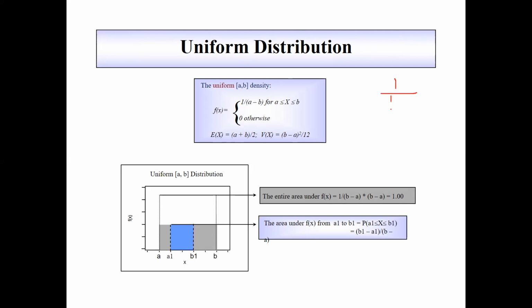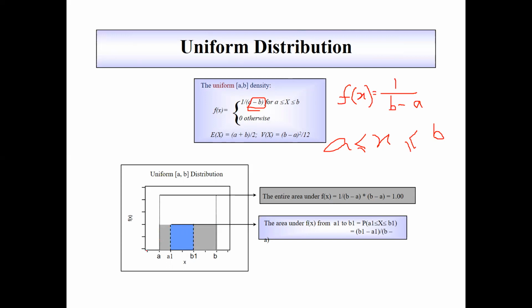This is the distribution: 1 upon B minus A. This distribution is known as the uniform distribution and is a continuous distribution where X lies between A to B, both inclusive. Both limits are inclusive. So this is not A minus B, this is basically B minus A. Now the mean is A plus B divided by 2.